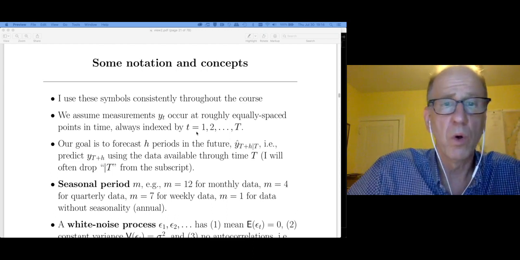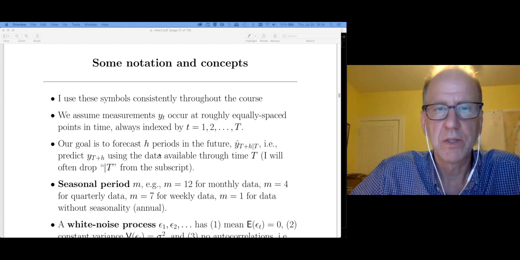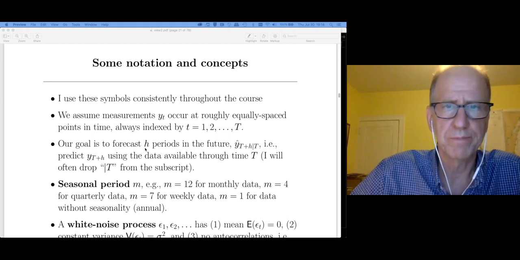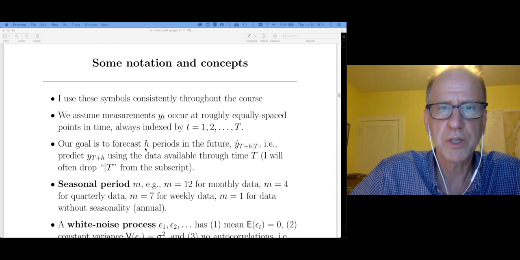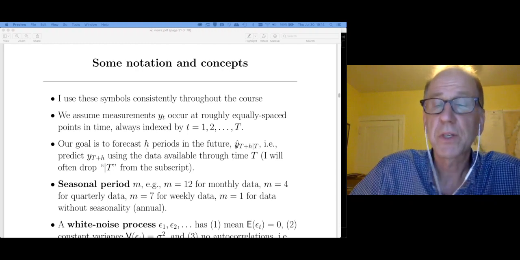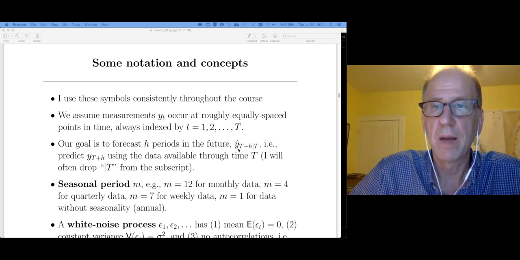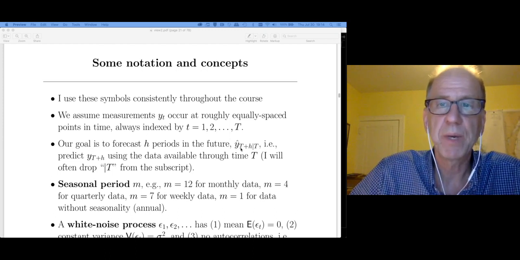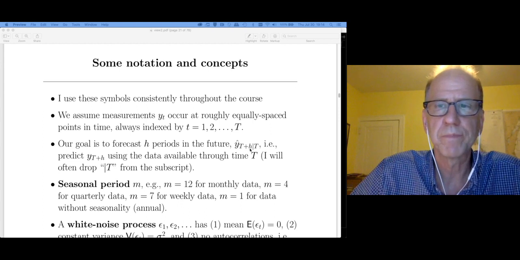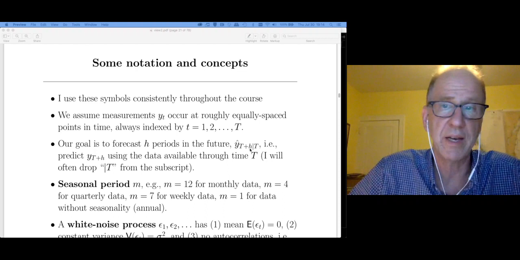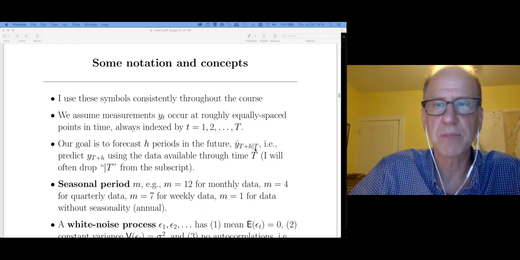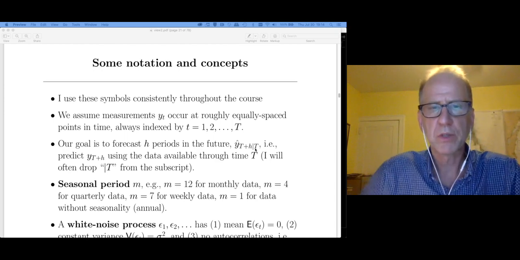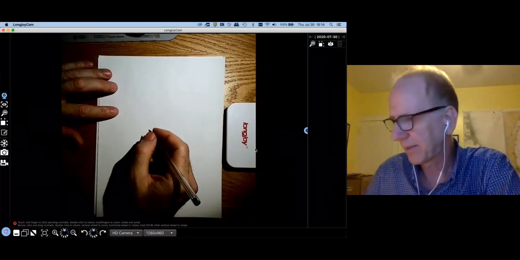Okay, our goal in forecasting is to make a prediction of the future. And the notation I'm going to be using for that prediction of the future, or forecast, is going to be y hat at time period big T plus little h. So what this means is we're going to forecast h periods ahead in the future, given what I know as of time T. So let me just go over to my document camera for a second.